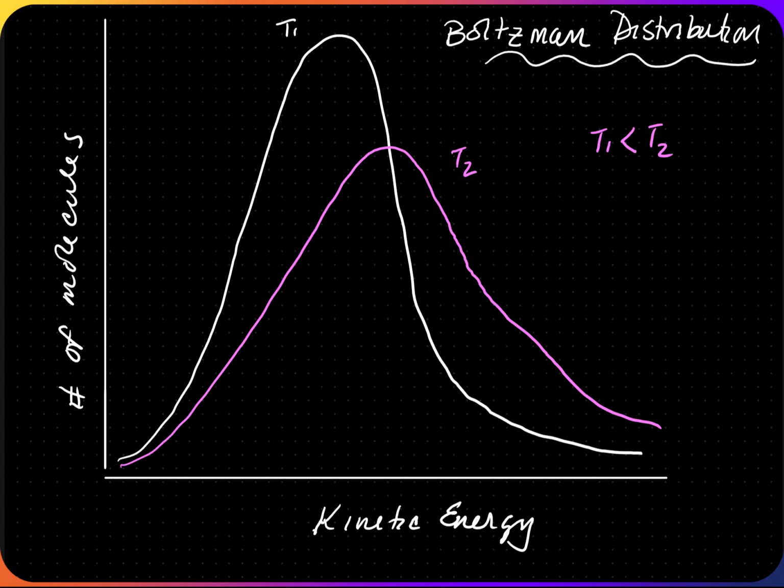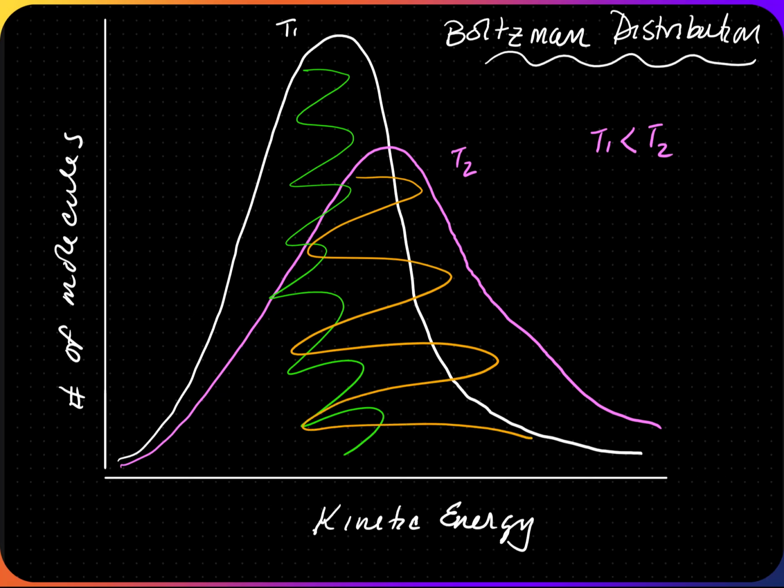So the Boltzmann distribution shows the number of particles with a given energy and displays their average. If I look at this graph for T1, the temperature T1 is less than temperature T2. Since the temperature is less, you're going to have a larger number of molecules within a smaller range. If the temperature is higher, the range is going to be much larger.